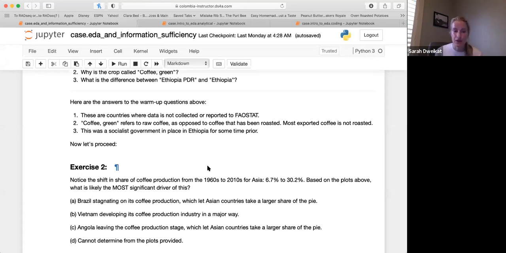C, Angola leaving the coffee production stage, which let Asian countries take a larger share of the pie. Or D, cannot determine from the plots provided. So again, let's answer this in polls and answers. Based off of the data that we have on the plots from two different time periods, what's a possible answer for why Asia has a much larger share now of the coffee production?